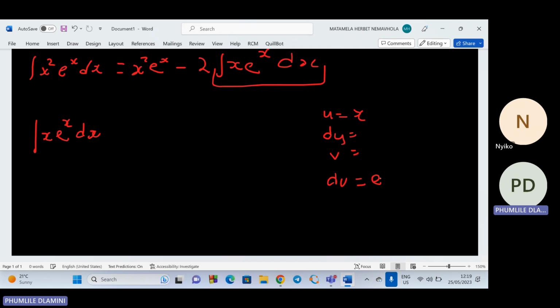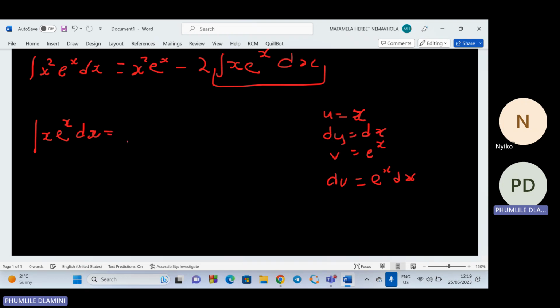So where there is u, I'm gonna put x. Where there is dv, I'm gonna put e to the power x. Where there is v, I'm gonna put e to the power x again. This is the x here. Where there is u, I'm going to differentiate this. x here is gonna be 1 dx. I'm just gonna write the x.